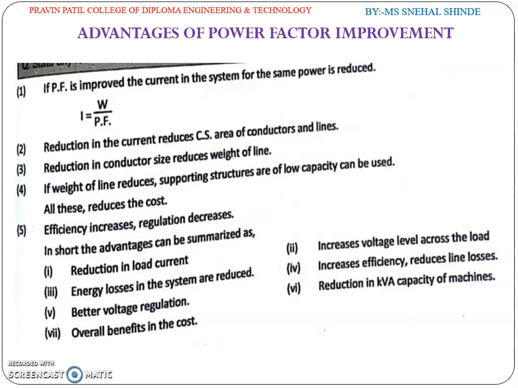In short, the advantages can be summarized as reduction in the load, energy losses in the system are reduced, increases voltage level across the load, increases the efficiency, reduces the line losses, better voltage regulation, reduction in kilovolt ampere capacity of the machines. Overall benefits in the cost.